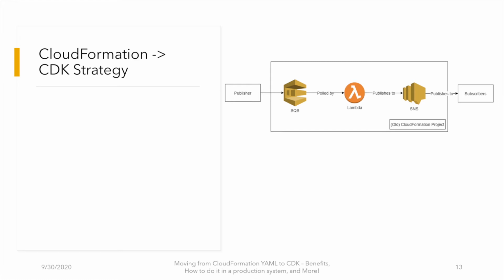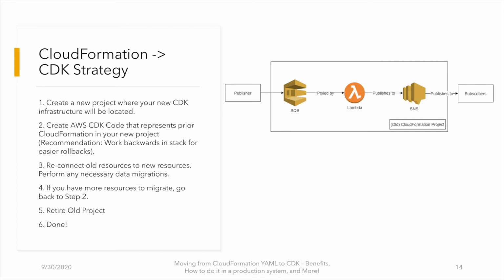To solve the problem of zero downtime, we can use a blue-green strategy, like the ones used in CI/CD pipelines. We take the strategy to move quickly while also having a backup strategy once something fails. Here are the steps. Create a new project where your new CDK infrastructure will be located. This process varies per company.